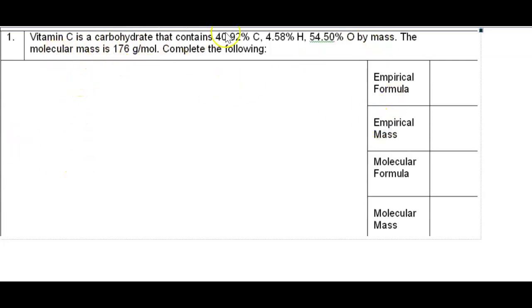What you will notice about this problem compared to the empirical formula problems is I also give you the molecular mass, right here, 176 grams per mole. So you will have to be given the mass of the molecular formula. That term could be molecular mass, molecular weight, or formula weight. Any of those mean the periodic table number of the molecular formula we're trying to solve for. So you can place that number down here where we find the box for molecular mass.